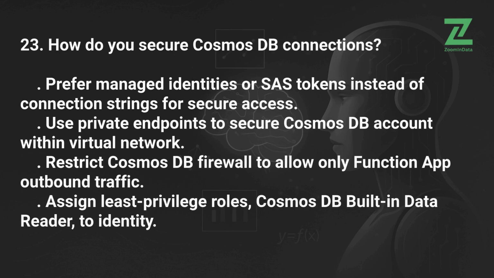23. How do you secure Cosmos DB connections? Prefer managed identities or SAS tokens instead of connection strings for secure access. Use private endpoints to secure the Cosmos DB account within a virtual network. Restrict the Cosmos DB firewall to allow only function app outbound traffic. Assign least privilege roles. Cosmos DB built-in data reader to the identity.